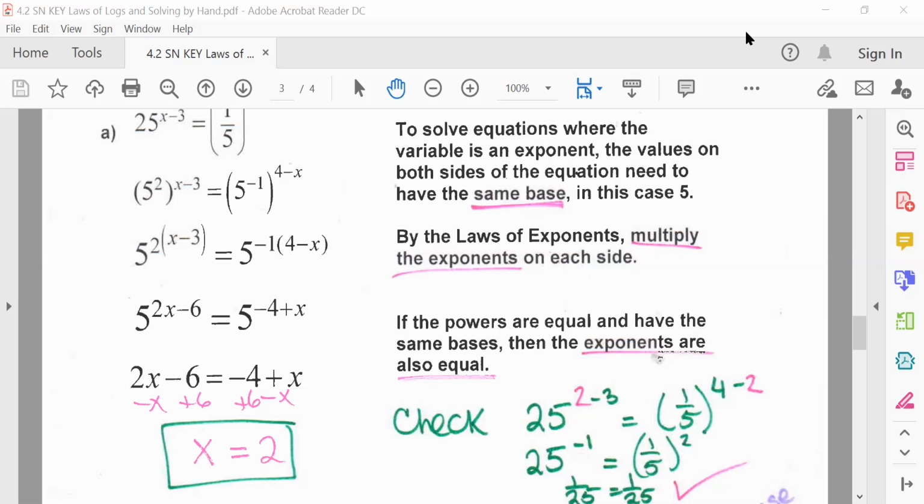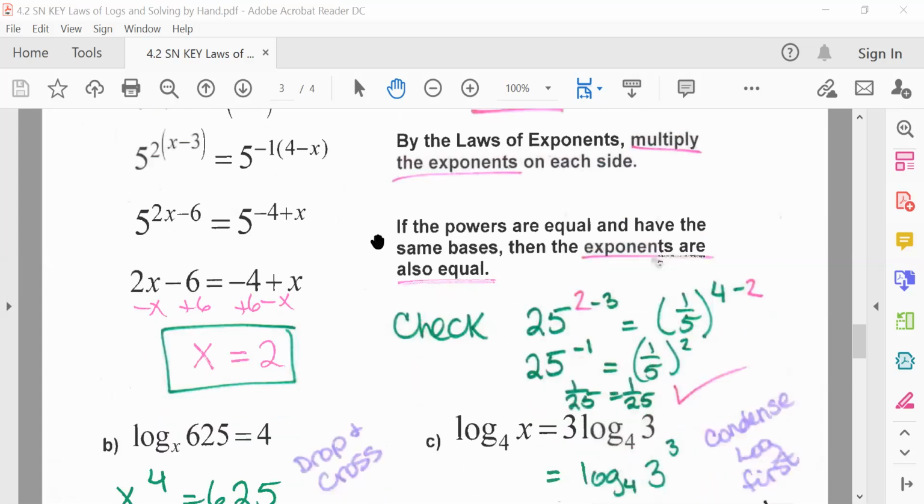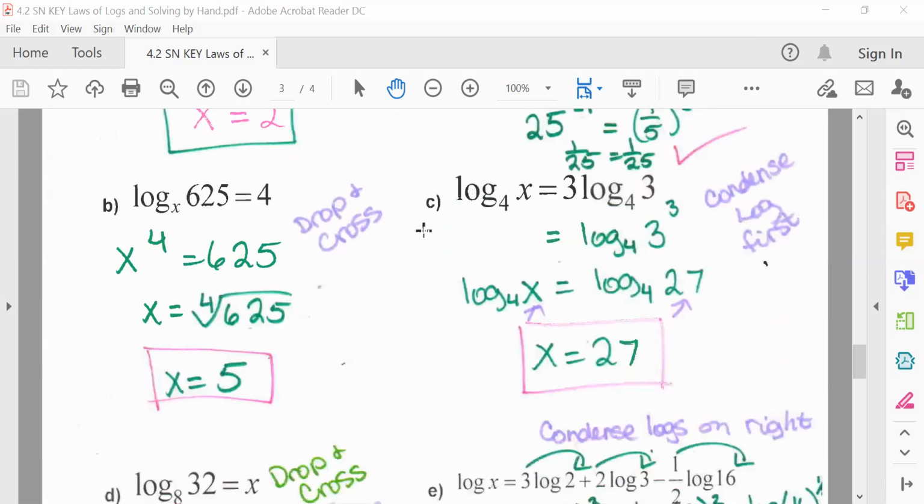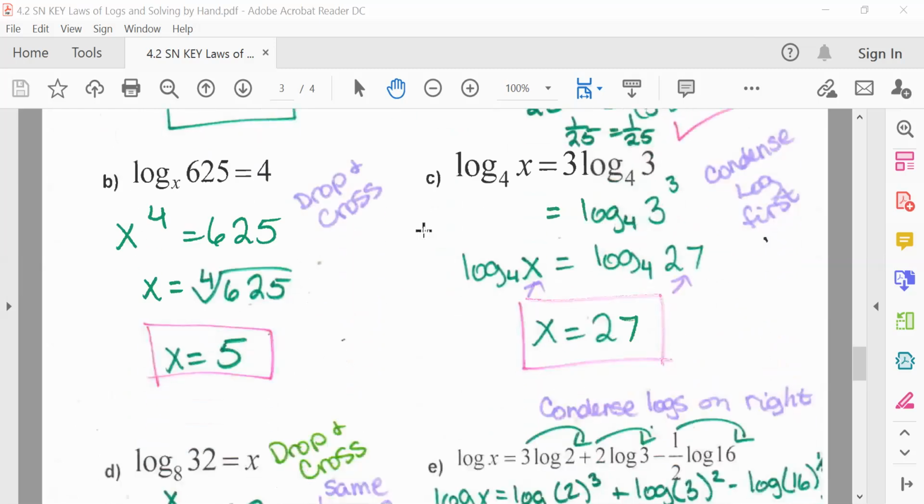Anybody seen these on SATs or ACTs like this? Yeah, convert to the same base, and then you can do what you need to on the exponents. Okay, now there's quite a few different types of problems that can come up. If you have a base to a power on each side, you want to make those bases equal. If you don't have a base to a power on each side, you want to use probably the drop and cross idea.